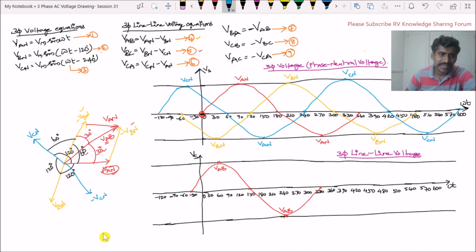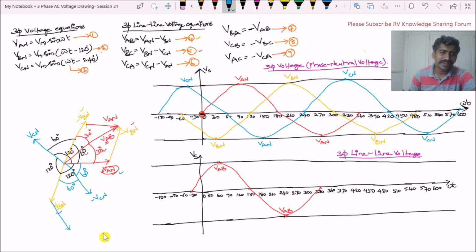If you look at this phasor, minus VCN is exactly bisecting the phasors VAN and VBN. The phase angle between the phasors VAN and VBN is 120 degrees. Therefore, the phase angle between VAN and minus VCN becomes 60 degrees, and similarly the phase angle between VBN and minus VCN becomes another 60 degrees. According to equation 5, we have to add VBN and minus VCN in order to get our resultant voltage VBC. So let us draw a parallel phasor minus VCN.